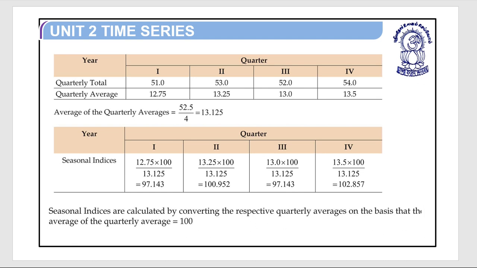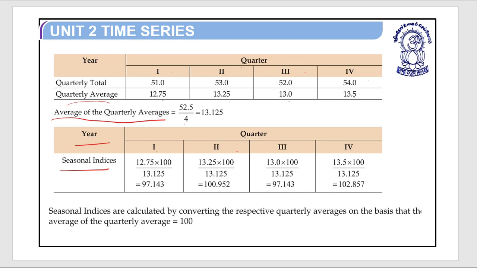Here, the quarterly totals are 51, 53, 52, 54 for the first, second, third and fourth quarters, and the quarterly averages are 12.75, 13.25, 13 and 13.5. The average of the quarterly averages is equal to 52.5 divided by 4. Quarterly means divide by 4. So 13.125.